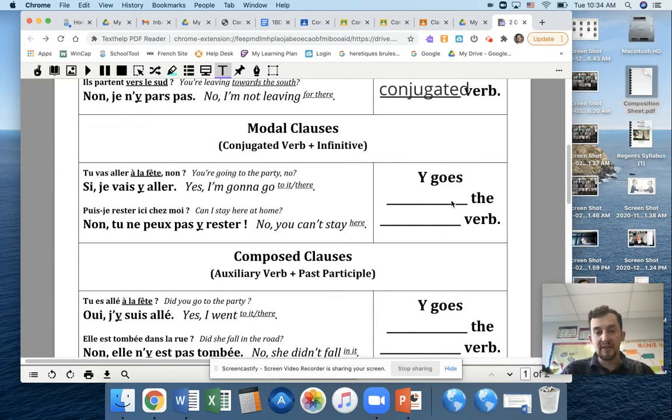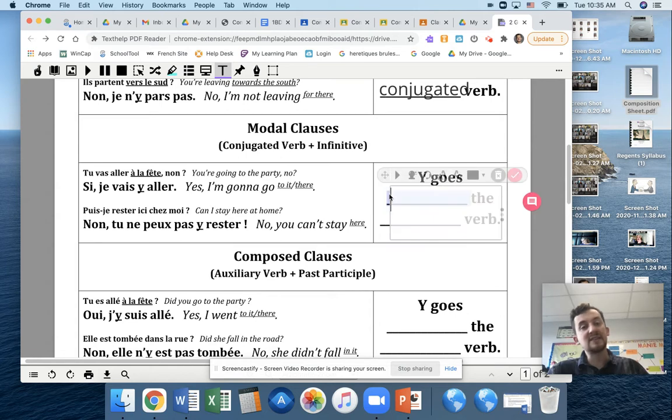Second example, if you hear, puis-je rester ici chez moi? Can I stay here at my house? D'accord? I could say to you, non, tu ne peux pas y rester. No, you can't stay. No, you can't here stay. D'accord? Or you can't at home stay, basically. And notice where the y goes. And yeah, you could just as well say, tu ne peux pas rester ici. But y can stand in for ici, it can stand in for là, it can stand in for chez moi, etc.